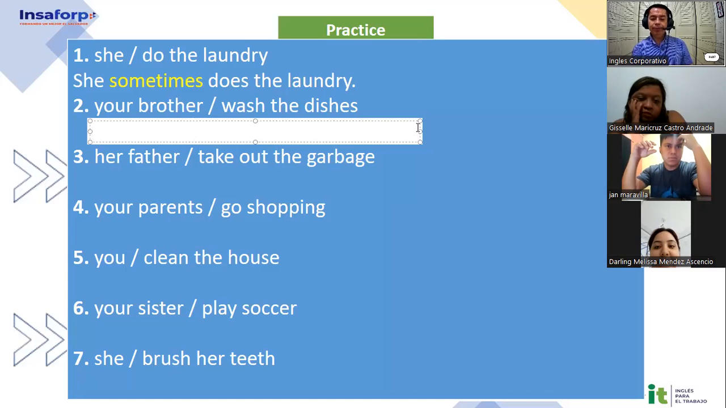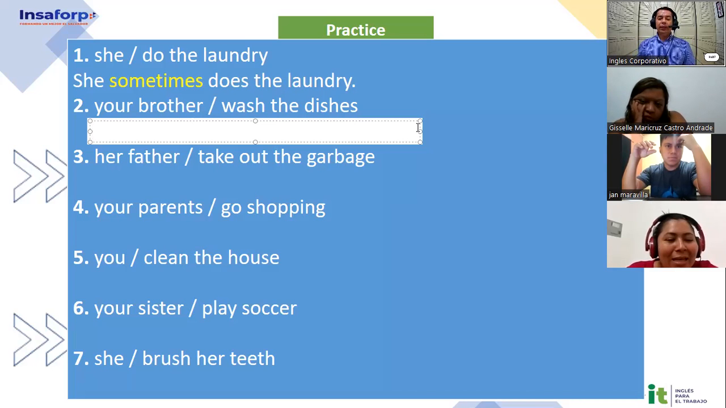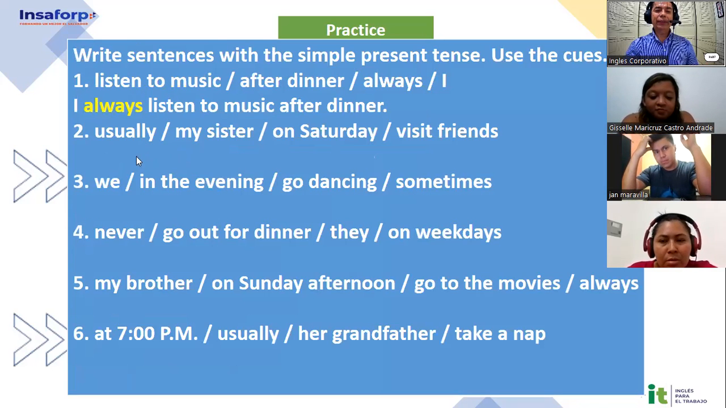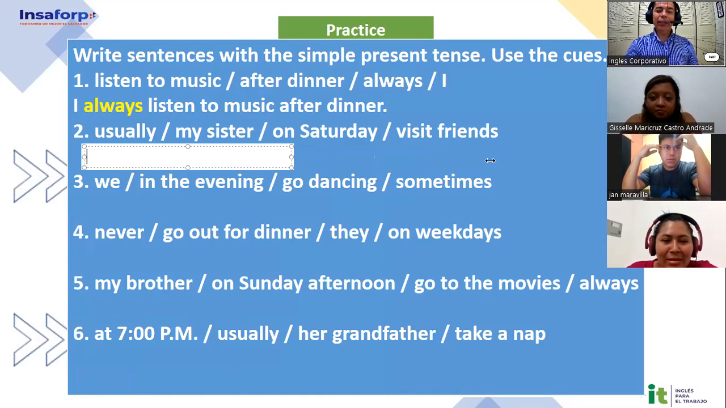Hi, Yesenia. ¿Cuál es la indicación? Okay, let me see. Creo que comencé con el lado equivocado, permítame. Me falta una atrás, creo. Sí, aquí es. Okay, aquí sería. Sí, Yesenia. Perdón que me adelanté la diapositiva. Okay, good.